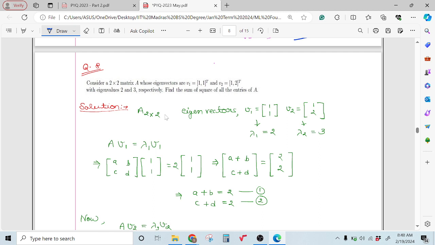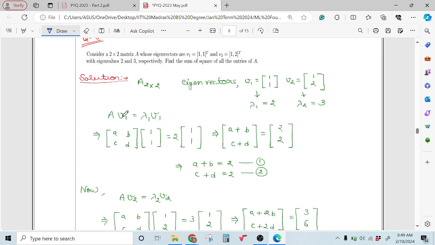So we will use the definition of eigenvectors, which is A v1 equal to lambda 1 v1. Let us suppose the matrix is [a b; c d], assume. Take the eigenvector (1, 1), and lambda 1 is already given as 2, and v1 is (1, 1). If we multiply these two, we will get (a plus b, c plus d), and formulate these two equations.